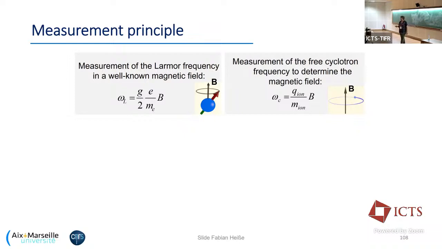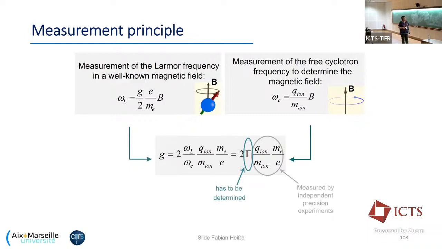What I told you before is that we measure the mass of something by measuring its frequency in a given magnetic field. We can do the other way around. If we have a particle we know the mass of, we can measure its frequency in a field that we want to calibrate. If we know the mass and we measure the frequency, we know the B field, okay? It's a way to measure the B field. So measuring the cyclotron frequency for a given mass gives us the B field.